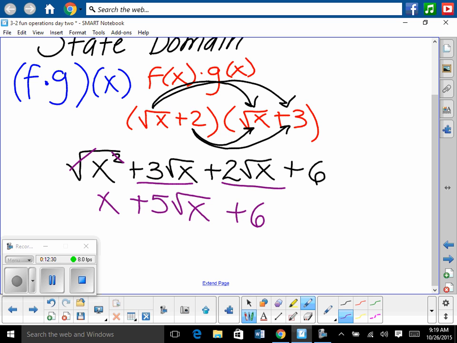Okay, so then from there, with domain, where's our potential problem? Good, the square root. So underneath the root must be greater than or equal to what? 0. Now we've already, x is alone, so we're good. So this would be our final answer.